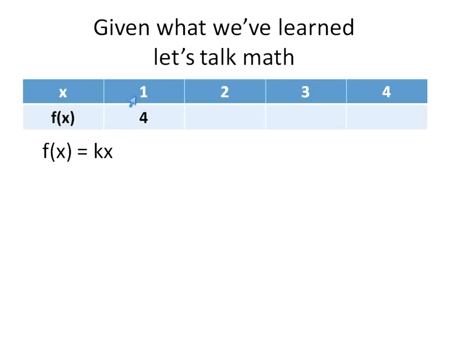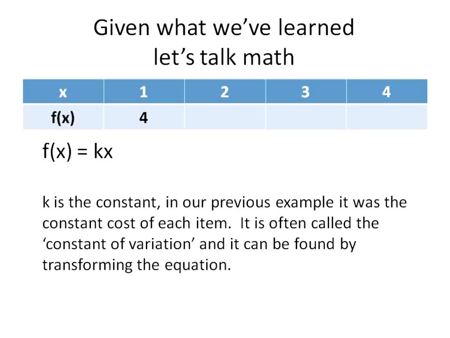So you might look at that and go, oh, well, if my x value is 1, 1 times 4 is 4. And so you can say, well, the constant is 4. And in this case, it's pretty easy to calculate. I'll show you how to do that in just a second.